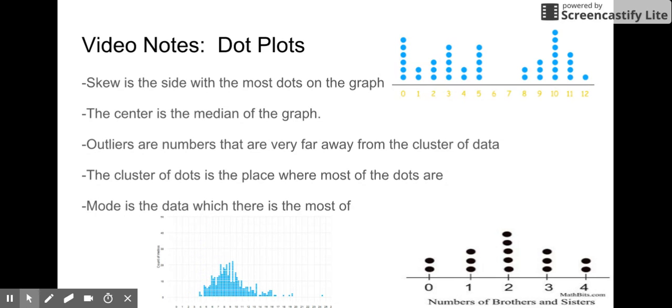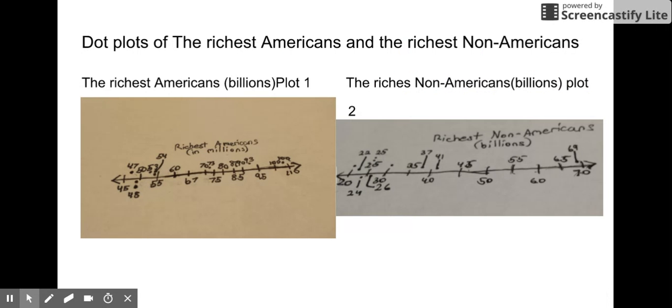Dot plots are used when you want to see each point. A skew is the side with the most dots on the graph. The center is the median of the graph, and outliers are numbers that are very far away from the cluster of data. Here are my two dot plots.